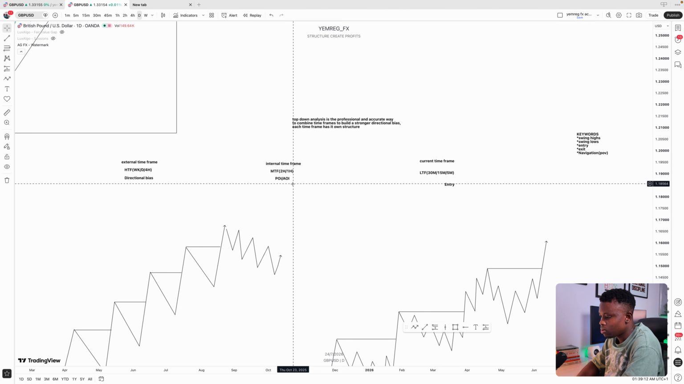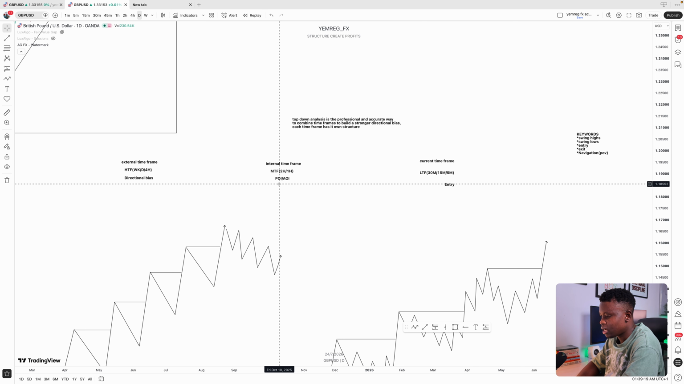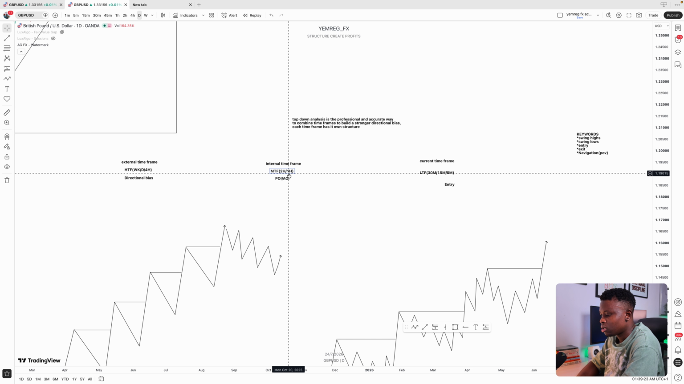You can call this point of interest, you can also call it your area of interest, you can name it any name. So don't get confused when other traders call it another name. So this is your point of interest structure. That is the middle time frame structure, and this can be 2 hours, 1 hour.